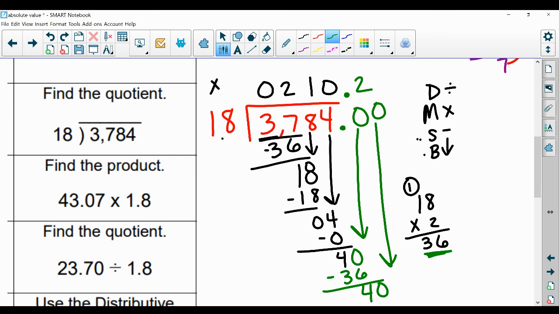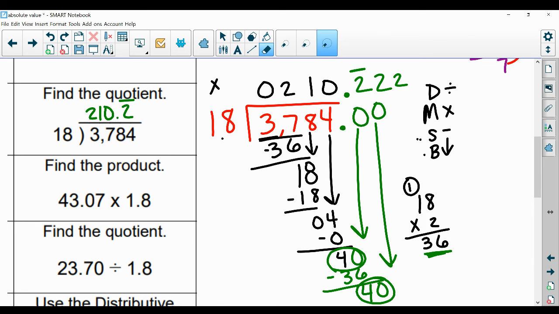And we're going to notice something here. What do you notice here? That the 40 is beginning to repeat itself. So we'd use a 2 again, and a 2 again, and so it would keep repeating. So instead of writing 2, 2, 2, 2, 2, we can just put that repeating bar over the top, making our answer 210 and 2/10 repeated over and over again. Because there's no sense in us to keep working all that.